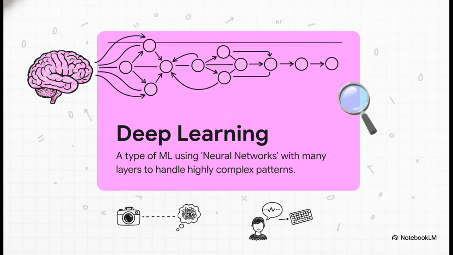Deep learning is like a supercharged version of machine learning. It uses something called neural networks, which are actually inspired by the structure of our own brains. By having lots and lots of layers, these networks can find super complex, subtle patterns in huge amounts of data. This is how an AI can understand your voice or recognize a face in a photo.